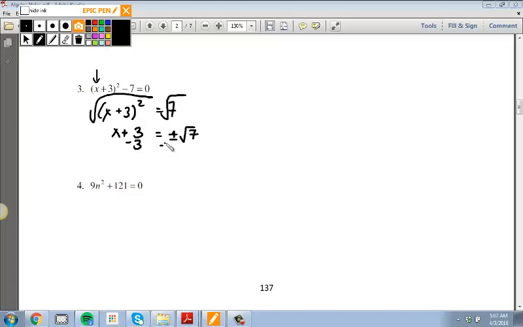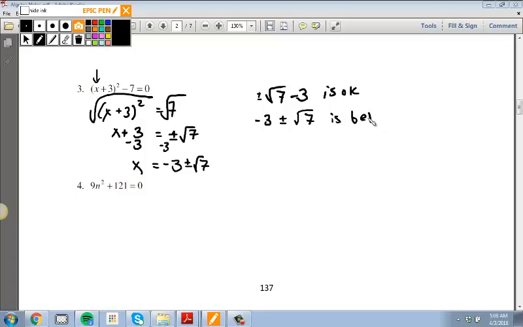Then I need to subtract the 3, but because of this plus or minus here, I'm actually going to write it in front of the plus or minus. Although it would have been correct to write negative, plus or minus the square root of 7 minus 3. Well, that's okay, but negative 3 plus or minus the square root of 7 is better. Alright, you can see a couple of reasons why, and one of them being specifically that someone might accidentally write that negative 3 under the square root when they shouldn't.